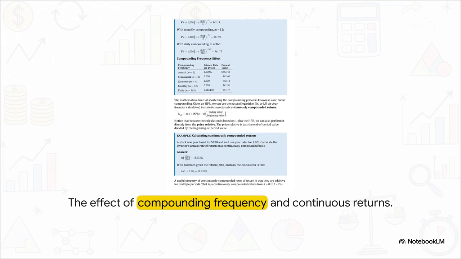Notice the elegance of the continuously compounded return formula. It's simply the natural log, or ln, of the ending value divided by the beginning value. Because it's perfectly additive over multiple periods, it is an absolute favorite tool for advanced financial modeling.